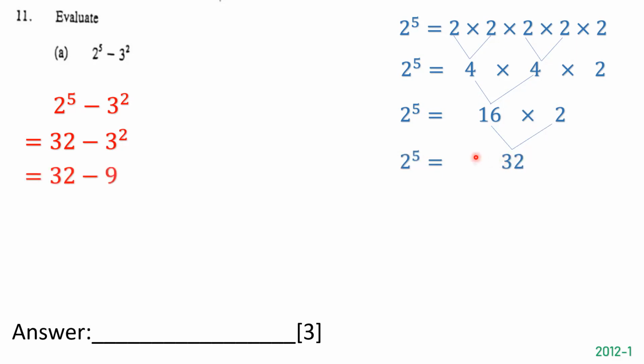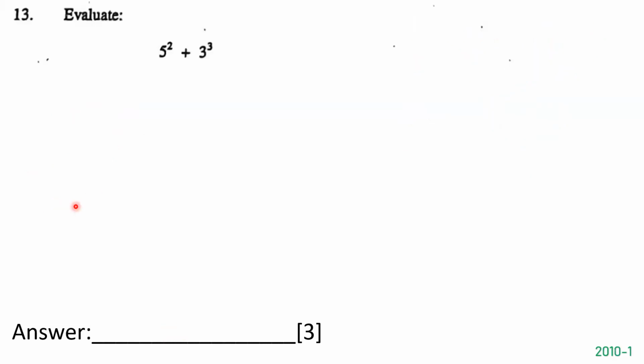And then we have 3 to the 2nd power. 3 to the 2nd power is 3 times 3, and that's going to be 9. And so we have 32 minus 9, and that's going to be 23. So the answer here is 23. Okay, let's move on to the next question.